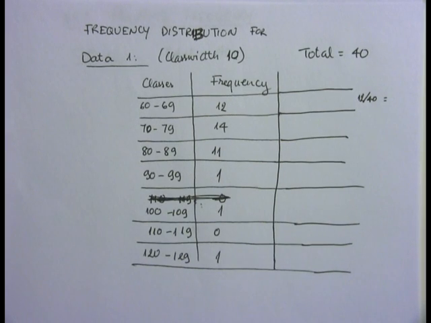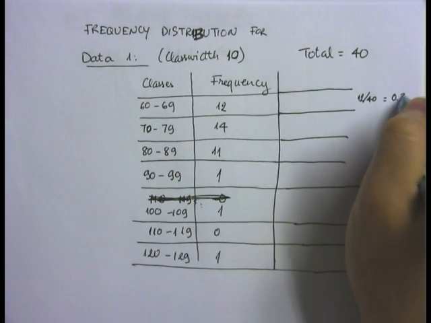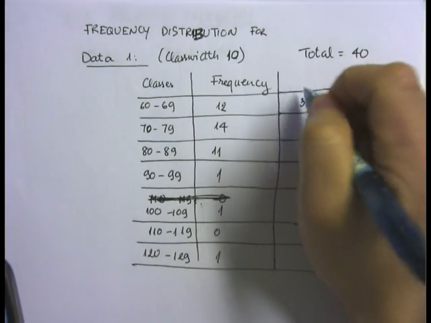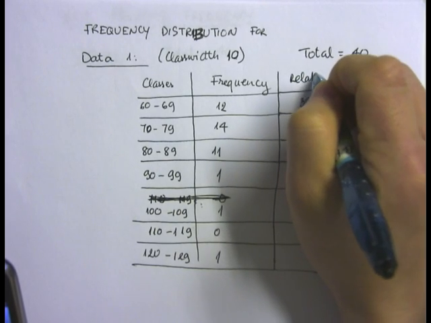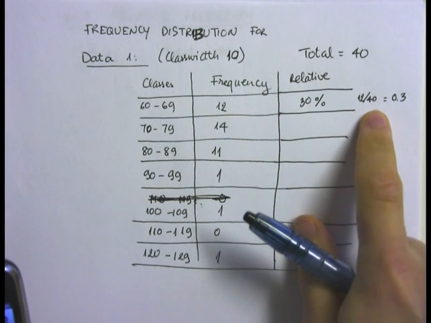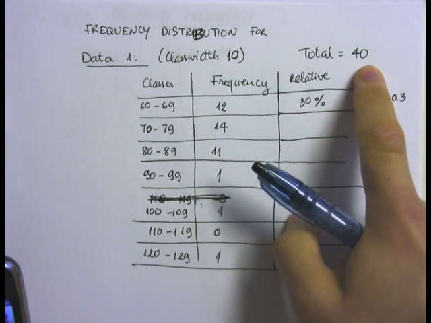12 divided by 40. Okay, so we have 12 divided by 40, and that should be 0.3. So here it's equivalent to 30%. So what I'm talking about here is that we're converting each of the actual frequencies here into the percentage compared to the whole total of 40 pieces of data values.